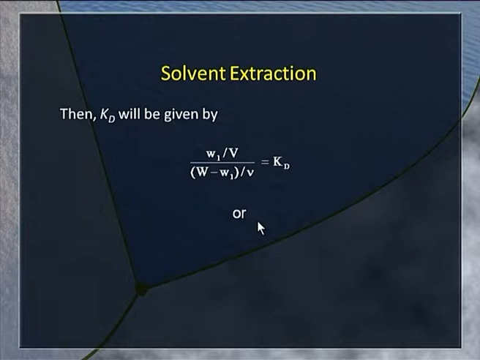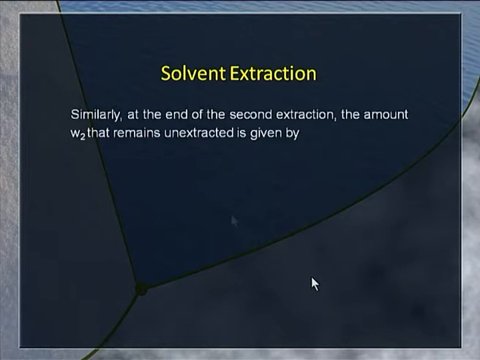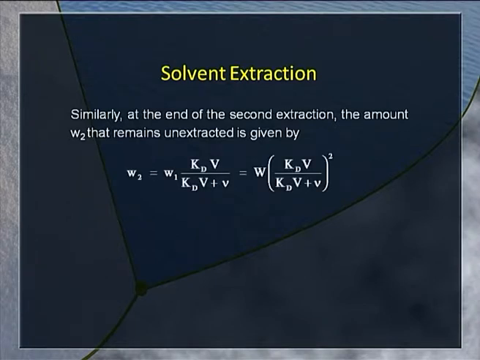Or we can rewrite this equation: the amount of solute remaining unextracted after the first operation, that is small w1, is equal to capital W into Kd into V divided by Kd into V plus small v. We can repeat the process, in that let W2 grams of the solute remain unextracted after the second operation, and a similar formula we can calculate. W2 is equal to W1 into Kd into V divided by Kd into V plus small v.